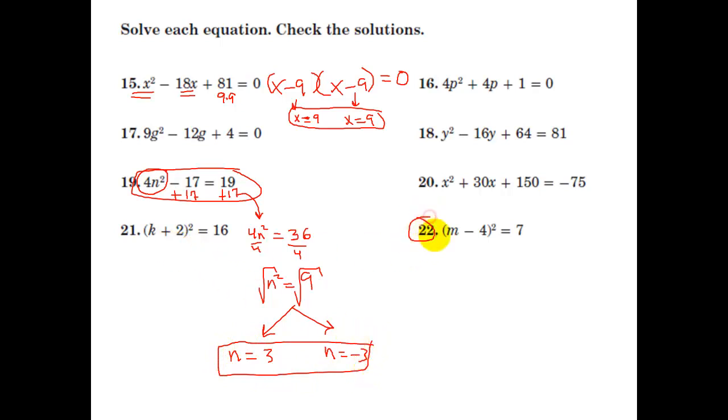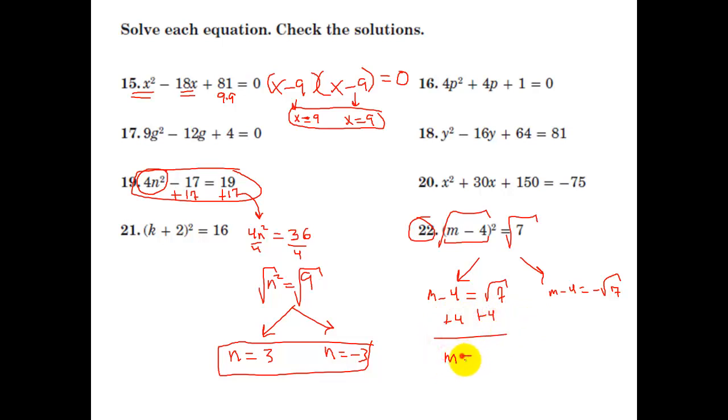Let's try number 22, sorry. In this one, you've already got stuff squared by itself. So we want to take the square root of both sides, and that's going to give us the part inside here, m minus 4 equals positive square root of 7. And the other branch is m minus 4 equals negative square root of 7. So in both cases, we want to add 4.